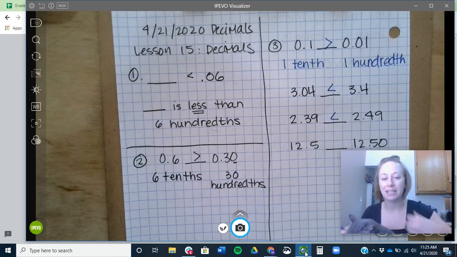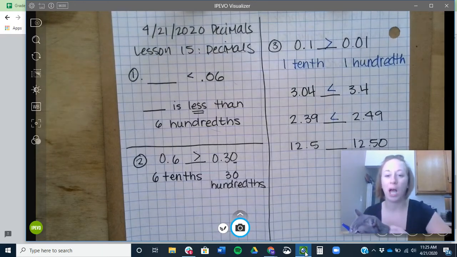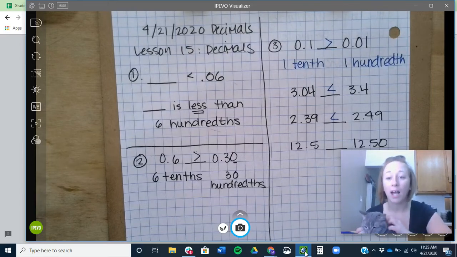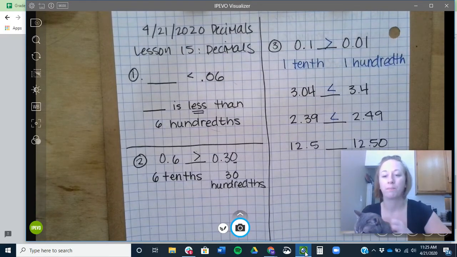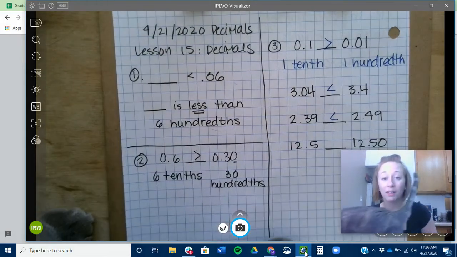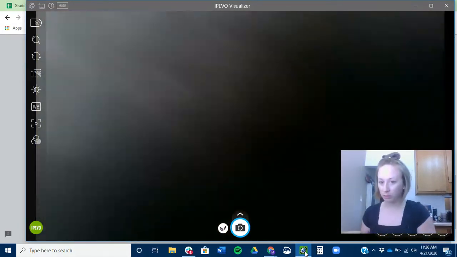Okay, last but not least, let's do this one. 12.5, 12.50. 12 and 5/10, 12 and 50/100ths. Think about this if they were money. Well, these values would be equal to each other.